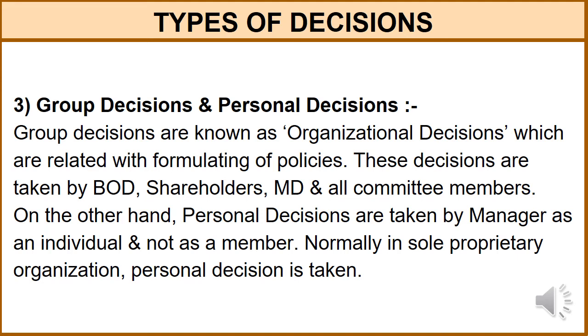Normally, in a sole proprietary organization, the personal decision is taken. Here, the group decisions are also known as organizational decisions. When you're taking a decision, you're not taking it alone. You're going to discuss with members like a board of directors, shareholders, a managing director, or a CEO of the company, and all committee members. And all together, you're going to take a decision. That is group decision.